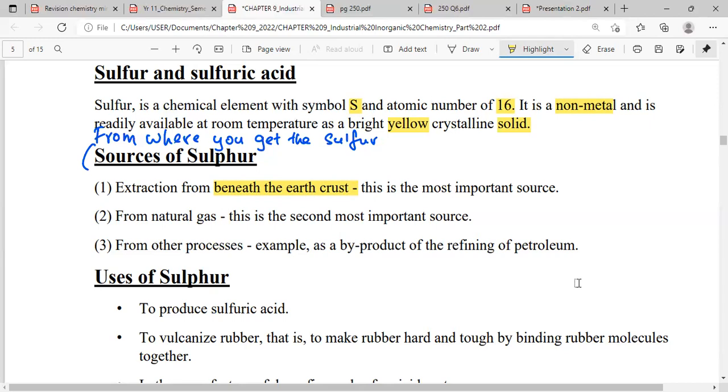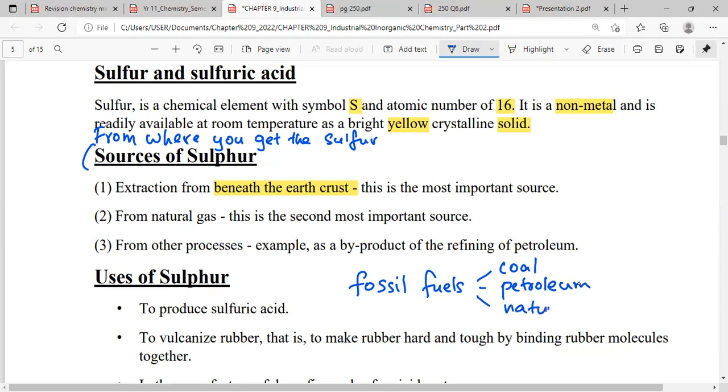Now, sulfur is also found together with fossil fuels. Examples of fossil fuels are coal, petroleum or crude oil, and natural gas. As we saw earlier, most of the sulfur is found under the ground. So these fossil fuels are found under the ground.